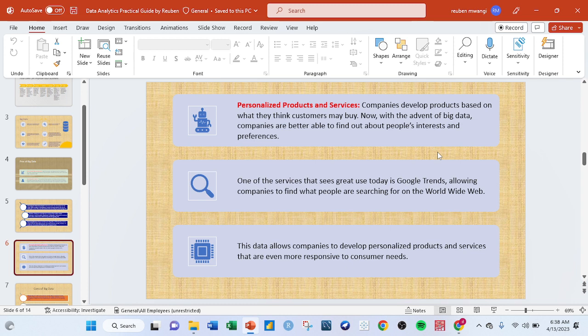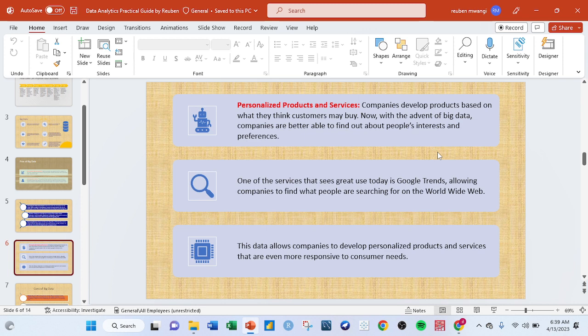So in this case, you can identify the kind of products these people are trying to look for, and this data can help you come up with an innovative product that customers are interested in. So that is another example. So this shows us that data is very important.